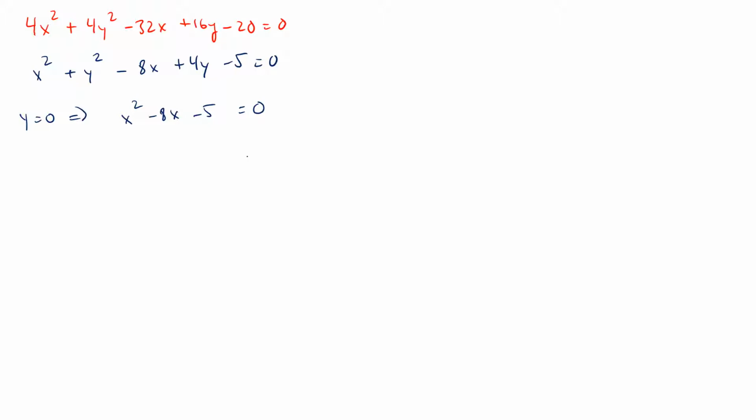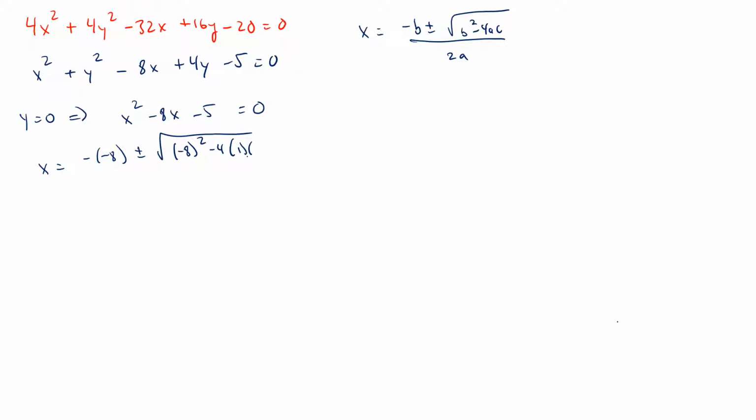Let me just make sure I divide it by 4. Right, yep. Alright, this equation doesn't factor. There are no numbers that multiply to negative 5 but add to negative 8. So to solve this, we're going to use the quadratic formula, which I'll write over here. Just as a reminder, this is the quadratic formula. Alright, so x equals negative b, so that's negative 8, plus minus square root b squared minus 4ac over 2a.